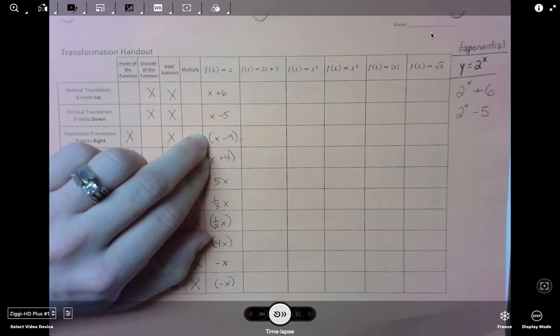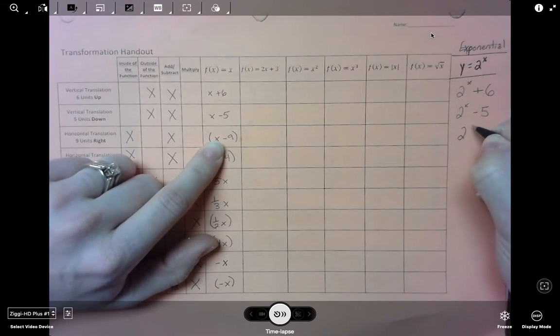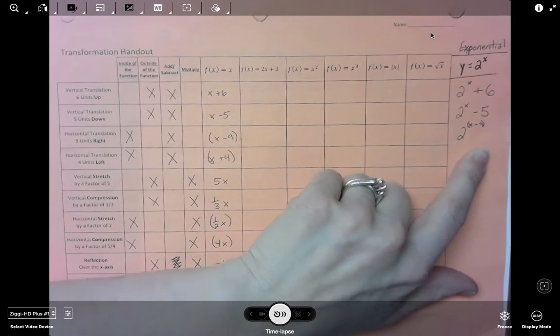It's like right next to the x. So what it will look like in this function is x minus 9 up in the exponent. So the minus 9 will be up here rather than down below like the minus 5 was. If it helps you to put it in parentheses so that you can see that, that's fine.